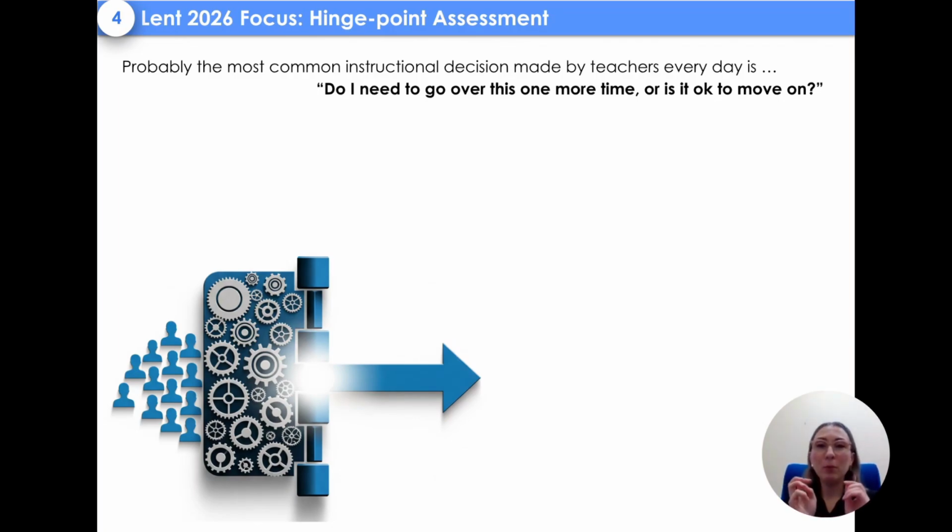This is a very important decision. Have they got this? Do they understand this? Can I move on? Can I not move on? And we really need to be sure of what the answer to this question is. So I used AI to generate a lovely visual here for a hinge point assessment.